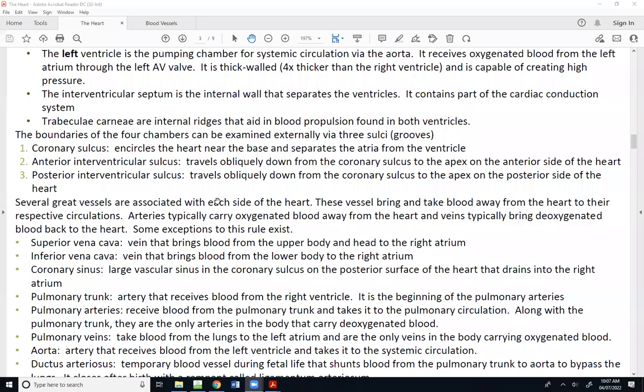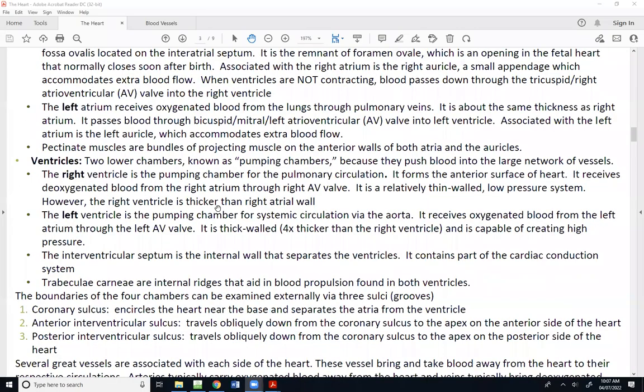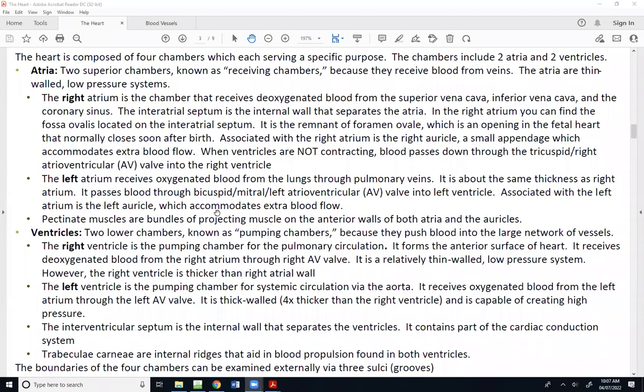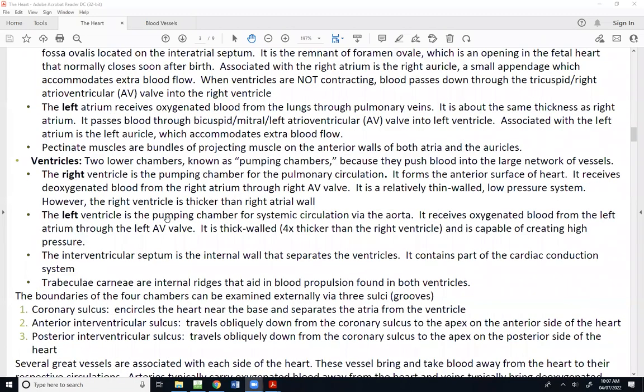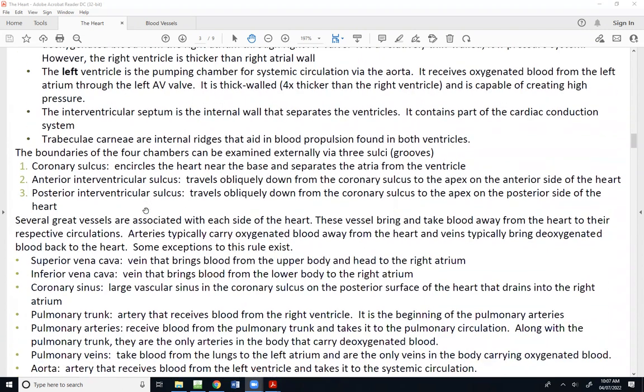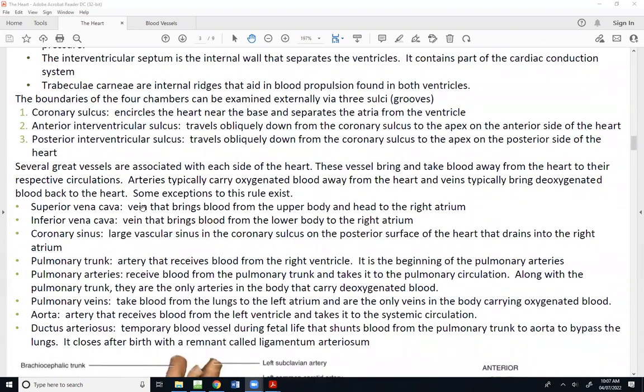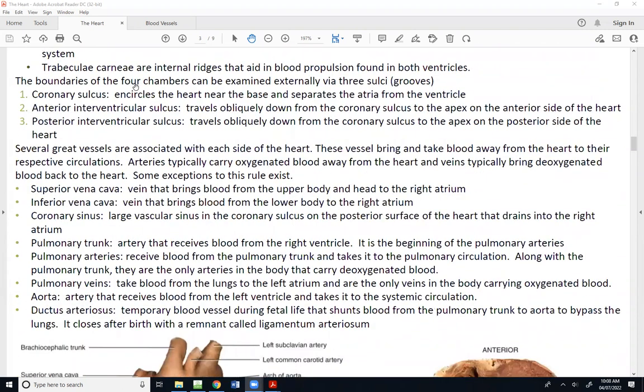So where we left off was talking about the right and left atria, the left and right ventricles, and we learned about their key features, which are the four chambers of the heart and unique things associated with them. Okay, I think we're ready to talk right here about the boundaries of those four chambers and how they can be examined externally via three sulci or grooves.